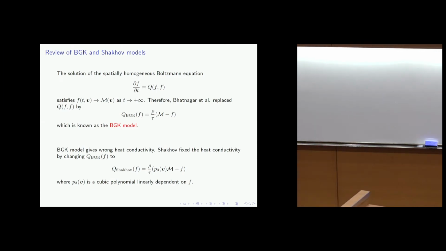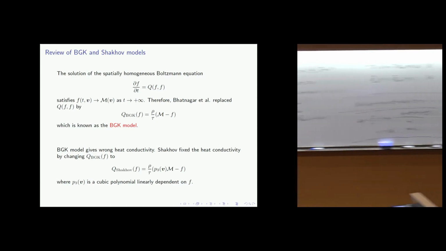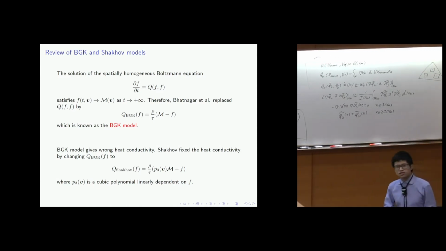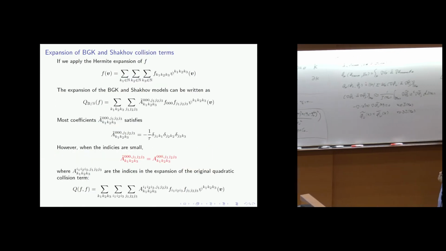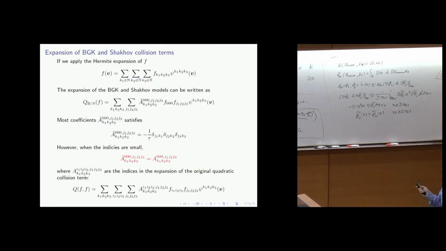He multiplied this Maxwellian by a cubic polynomial. I will not say too much about this cubic polynomial, but by doing this, we can get correct heat conductivity when the fluid is close to the equilibrium. By doing this, we get some new models, and people used these new models to do simulations. And for these new models, the computational cost is much lower. But what are they really doing?